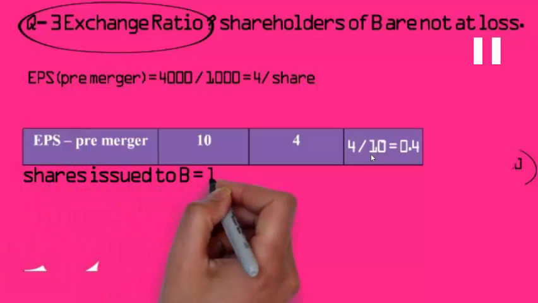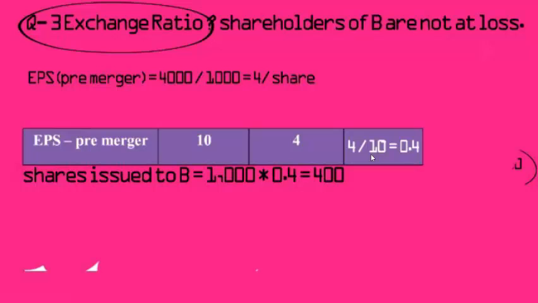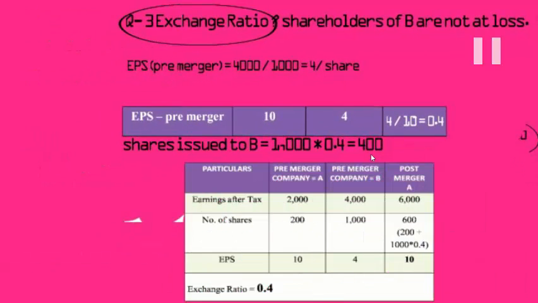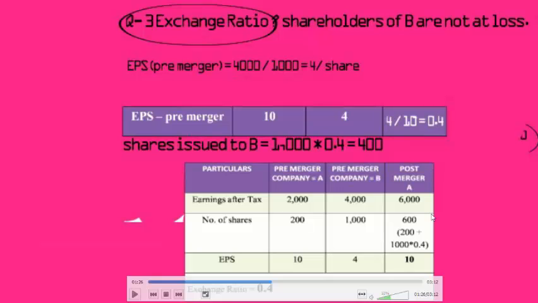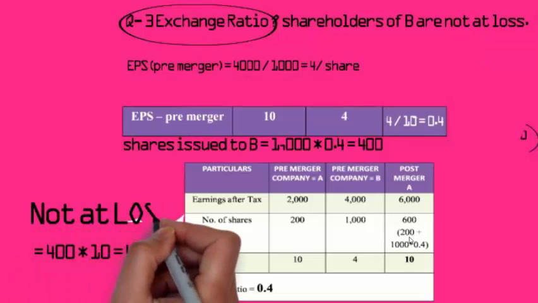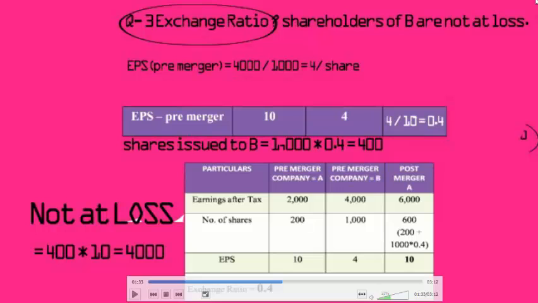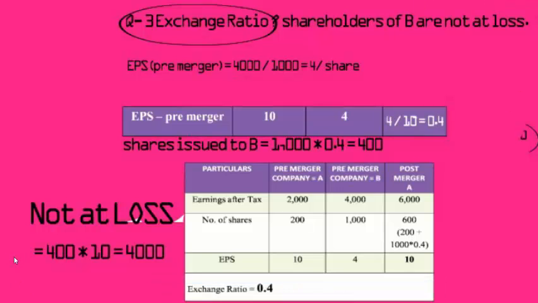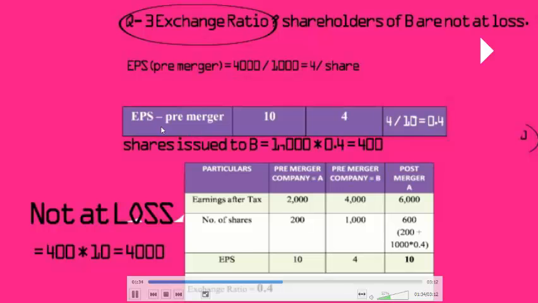So the shares issued to company B will be 1000 multiplied by 0.4, that is 400. Now in this case, when we are having 0.4 as exchange ratio, the EPS will be 10. That is 200 plus 400, that is 600. So in this case, they are getting 400 shares. Each share earnings per share is 10, so it results in 4000. Now that means at the exchange ratio of 0.4, the shareholders of company B are not at loss. So that was calculated using the ratio of EPS.